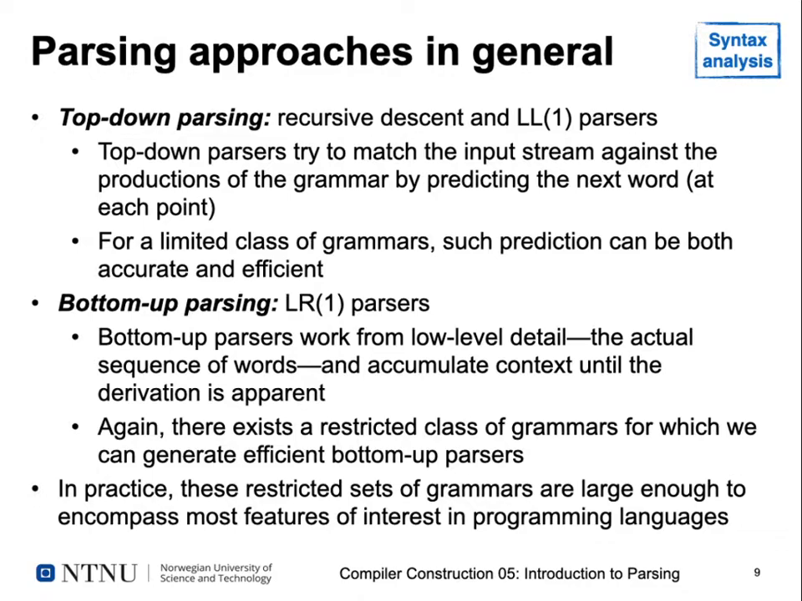from the leaves of our tree back to the root of our tree. Again, for bottom-up parsing there also exists a restricted class of grammars for which we can generate efficient bottom-up parsers. Now this sounds very restrictive, but in practice these restricted sets of grammars are large enough to encompass most features of interest in computer programming languages. If we wanted to parse something else, like natural languages, so just a sentence you type, this is much more complex, because natural human languages can have much more variation and ambiguity than we allow for computer languages, which are very strict and formal.